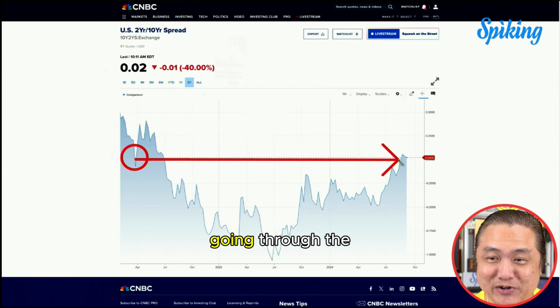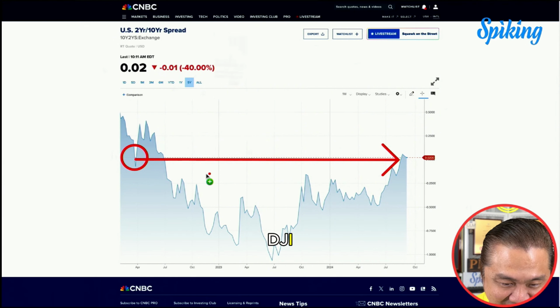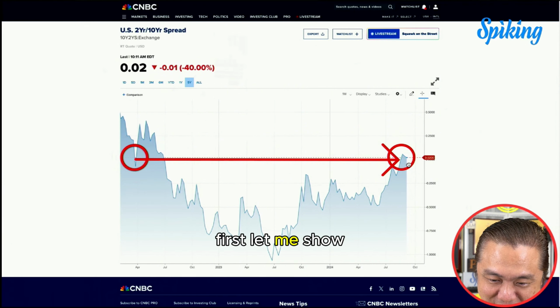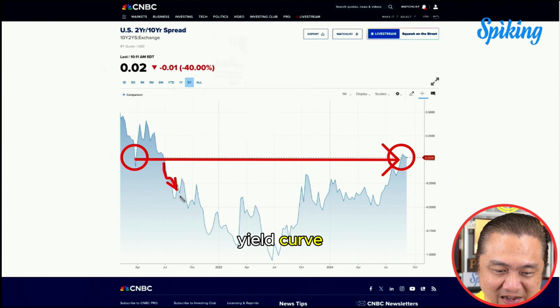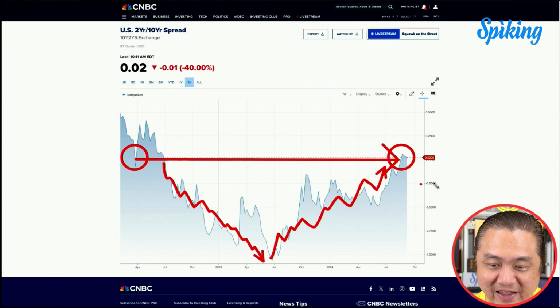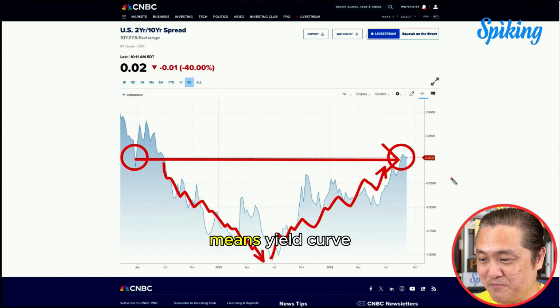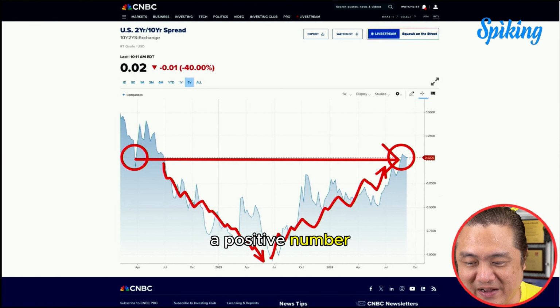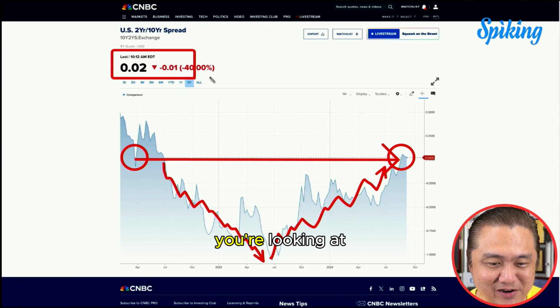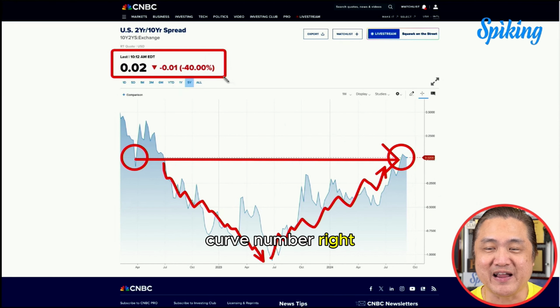We're kind of going through the repeat of the DJI. First, let me show you where it is first. From the negative U curve, it hit, ding, ding, ding, ding, ding, and then dong, dong, dong, dong, dong, and then goes back up there, meaning the U curve right now is a positive number. Ladies and gentlemen, you're looking at a positive U curve number right now.